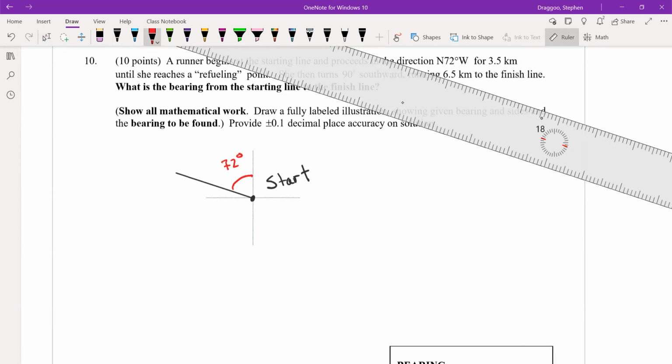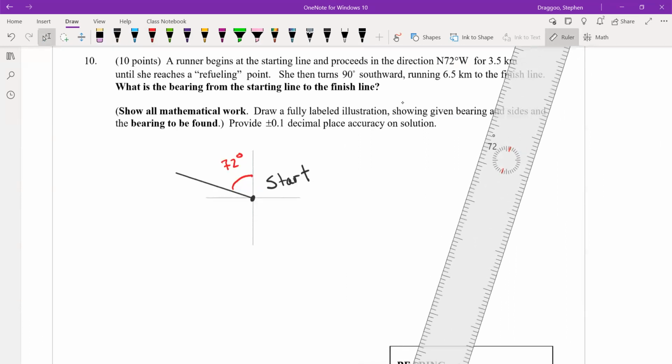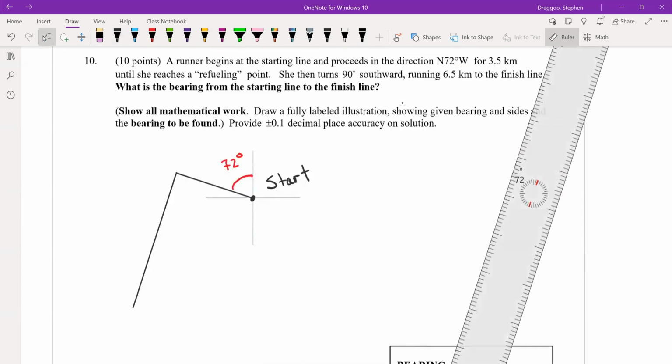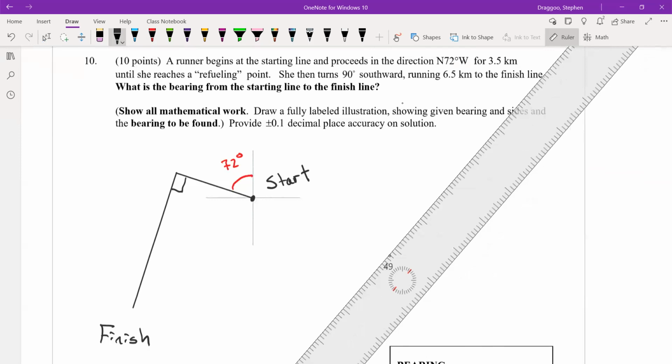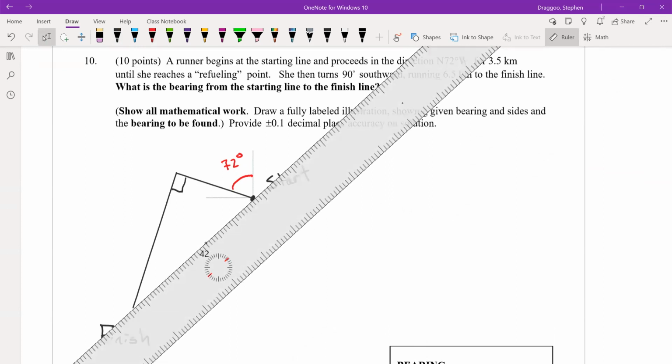Then we're going to turn 90 degrees southward, which doesn't mean we're going due south. It just means we are going to get to that point, and we can turn 90 degrees either left or right. And southward is going to be a left turn based on the direction that we're going. So I will turn 90 degrees that way, run 6.5 kilometers, and end up at the finish line. So I'll label my finish line. Finish. Right angle there. And I am interested in finding the bearing from the starting line to the finish line. So I'm just going to draw in the rest of my triangle. I don't ever use this color. Let's use it today. Oh, that's why it's a little bit thick.